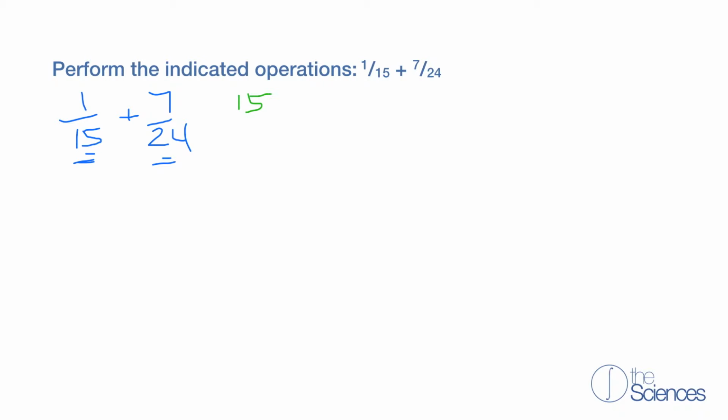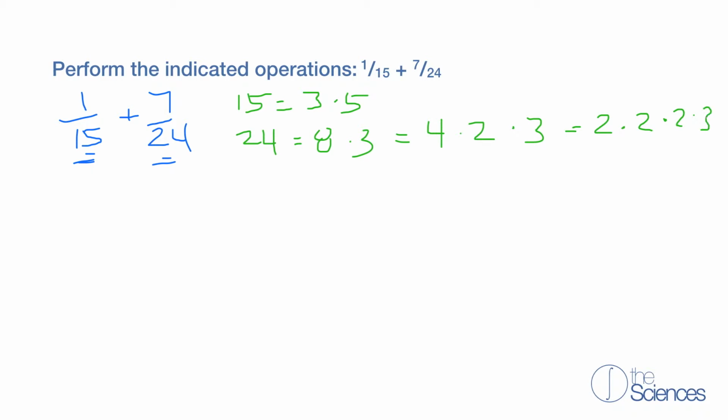So 15 can be factored out into 3 times 5, and 24 can be factored out into 8 times 3, and 8 can be factored out into 4 times 2 times 3, and then 4 can be factored out into 2 times 2. So 24 is 2 times 2 times 2 times 3.